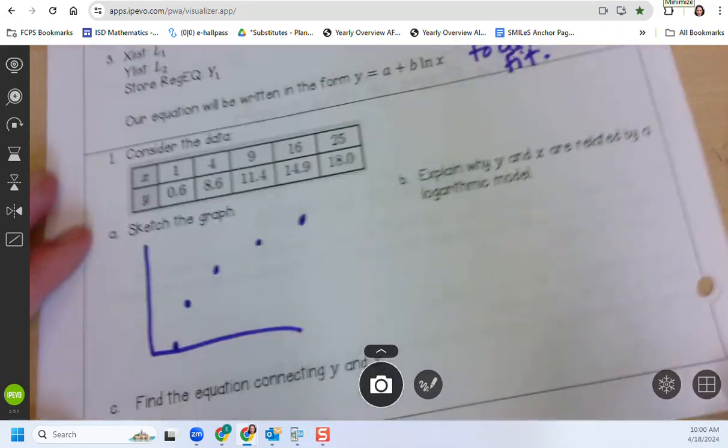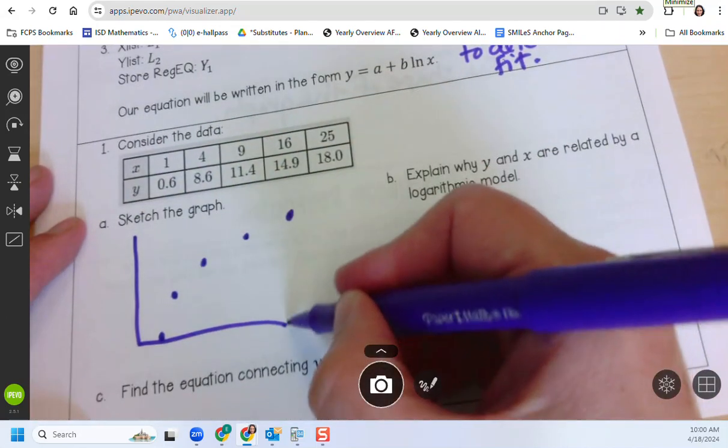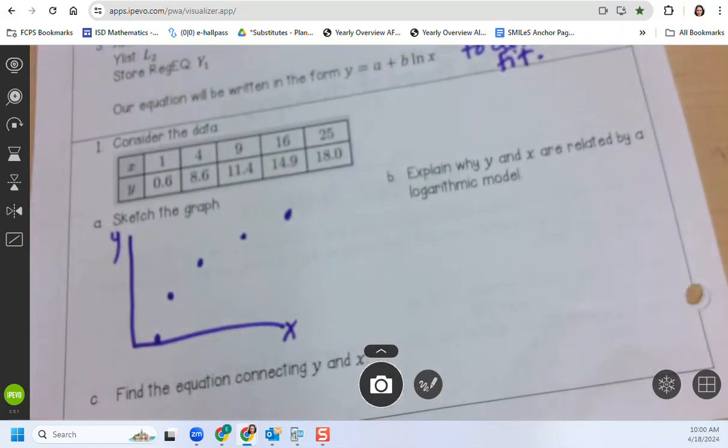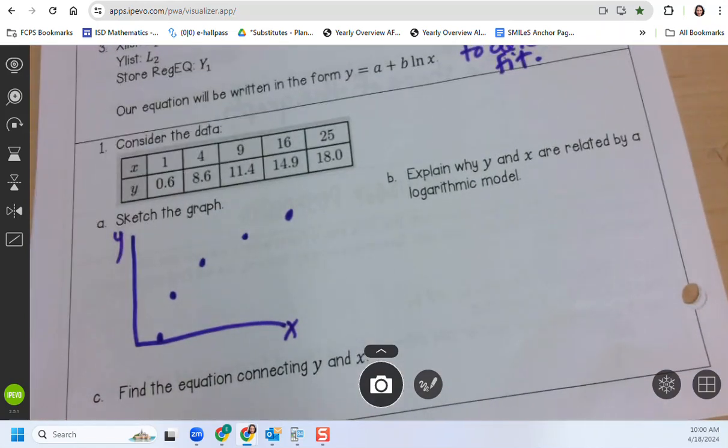Okay. All right, we don't have any labels here. We just have X and Y. What shape would you say that is? Yes? How did you get to the graph? Oh, let me go back and show you.